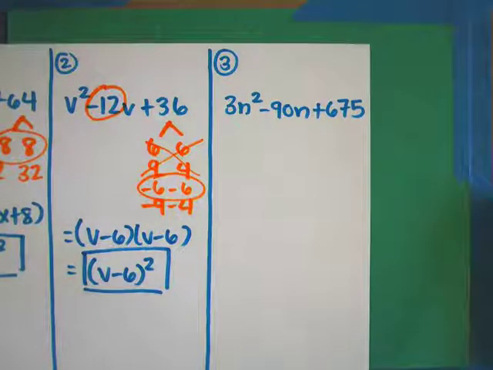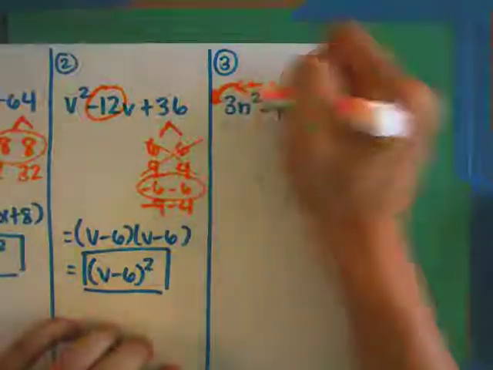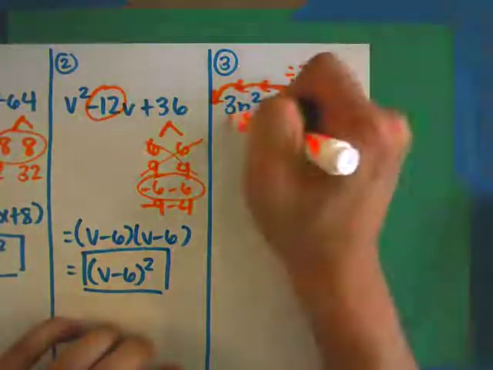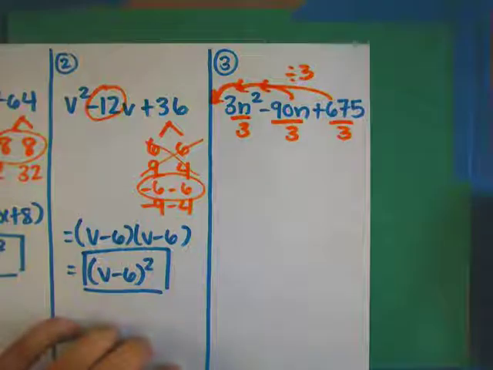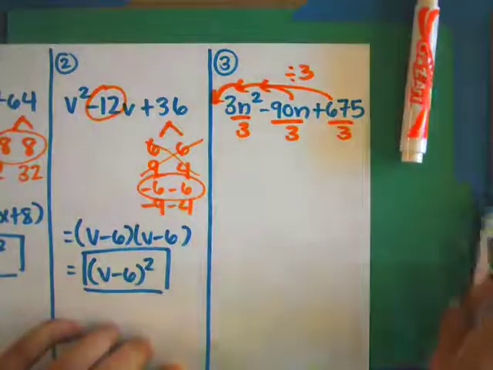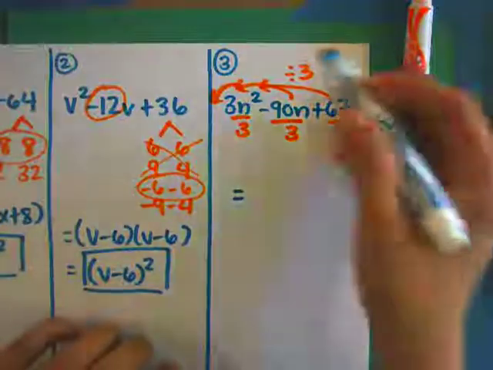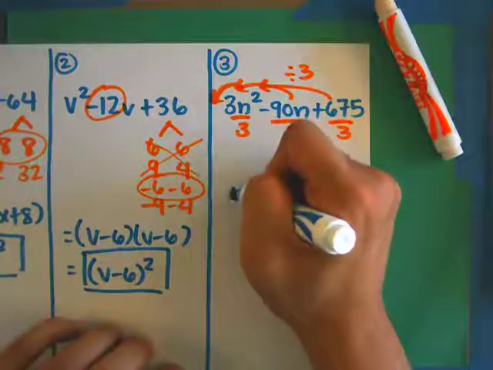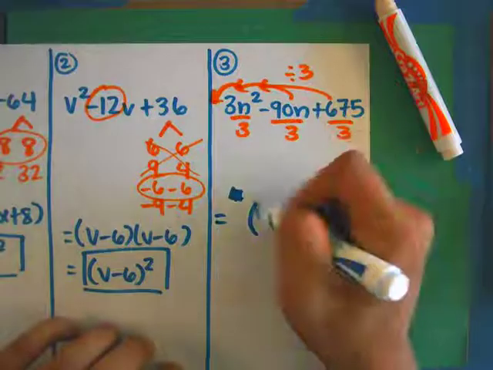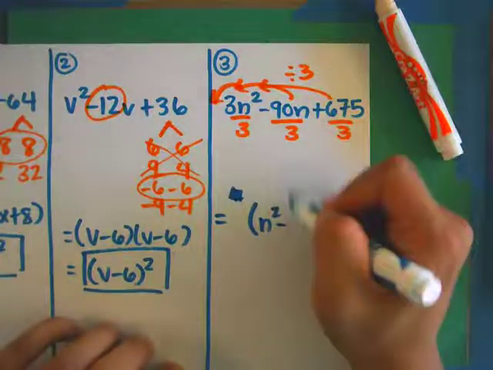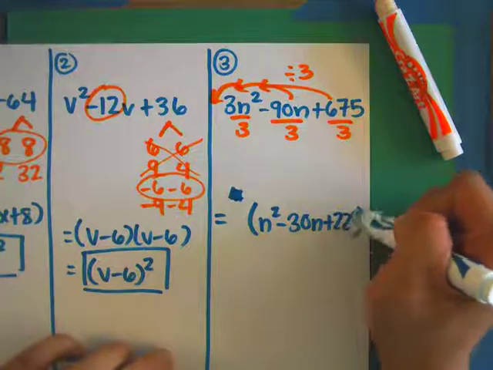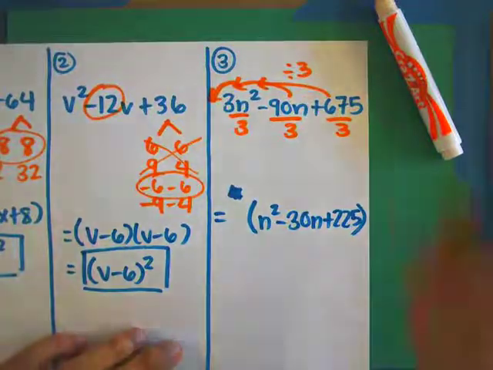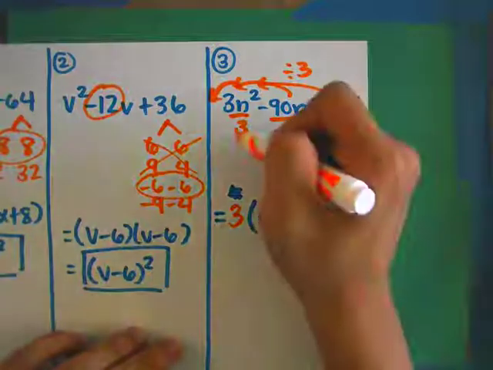Okay. All right, number 3. Can we do a GCF? And we probably can. We can factor out a 3 in this case. Okay, so let's go see our leftovers. I'm running out of room, let me just redo this one over here. Equals n squared minus 30n plus 225. And then we'll put the 3 back over here.